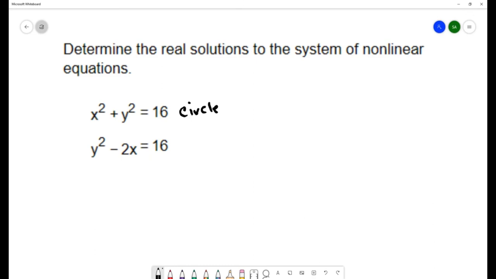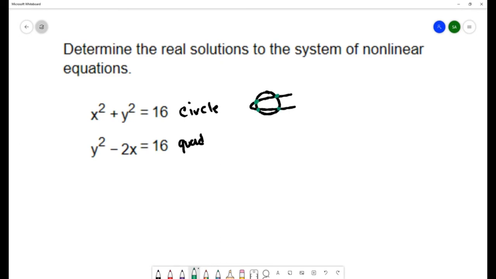However, this one is not oriented like we're used to seeing them because the square is on the y, and so our parabola, instead of facing up or down, is going to face to the left or to the right. So this is going to be a quadratic, but the orientation is left or right because of the square being on the y.